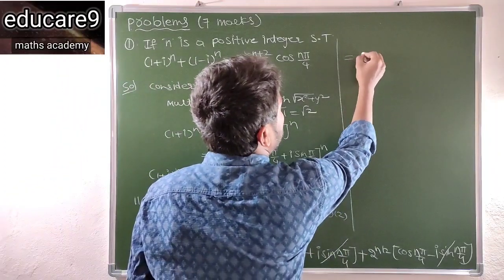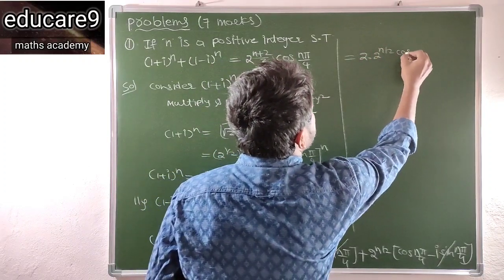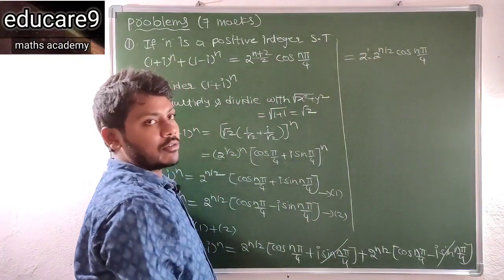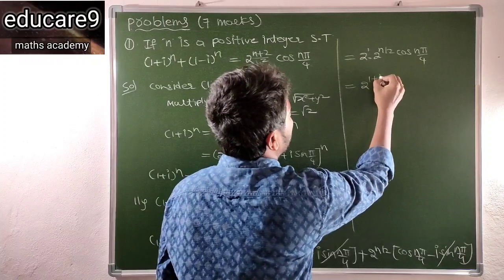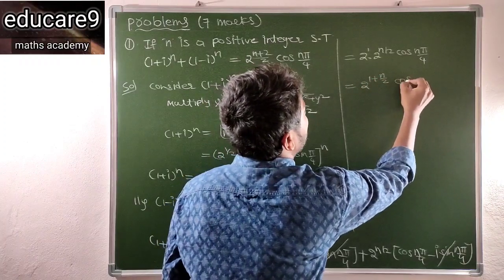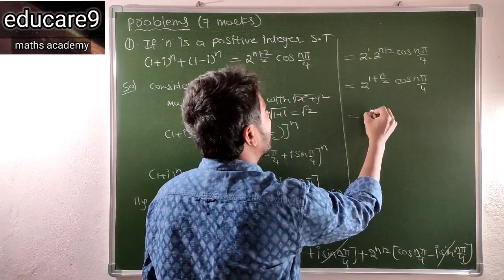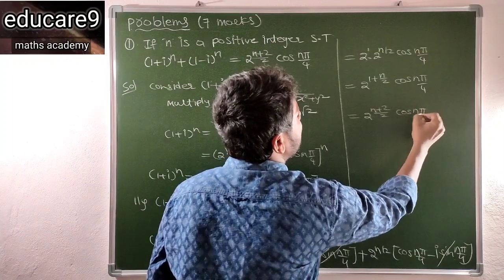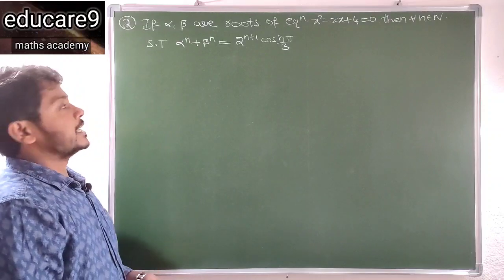So that is 2 times 2^(n/2) cos nπ/4. Here the bases are equal, so you have to add the powers. So what you get is 2^(1 + n/2) cos nπ/4. So this is equal to 2^((n+2)/2) cos nπ/4. So this is the required answer. So see the next question.